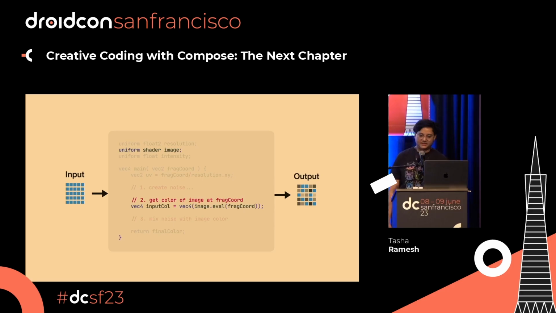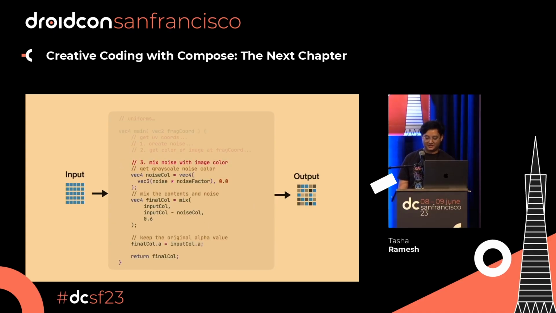All right, step 2, grab the input color of the thing that you're trying to shade. And here, what we're going to do is call a function called eval. Essentially, it's going to evaluate the incoming shader at the coordinate we're looking for. And when we call evaluate, the output is going to be the color of that texture or that input image at that coordinate.